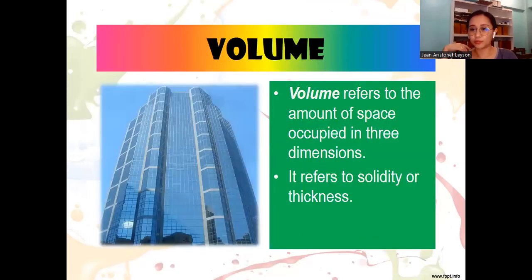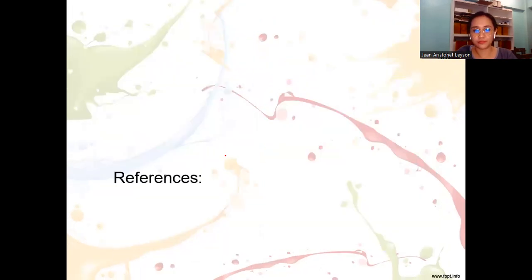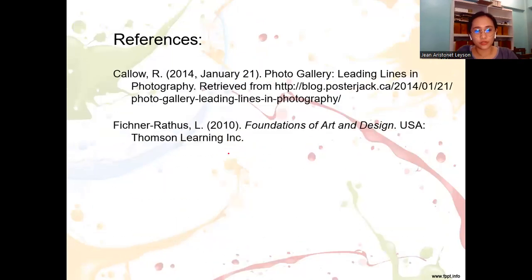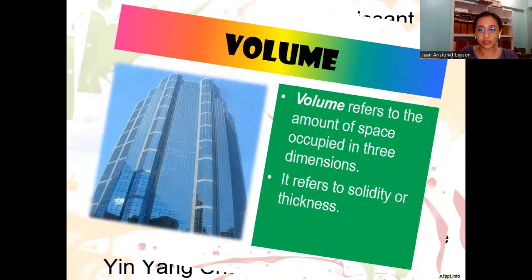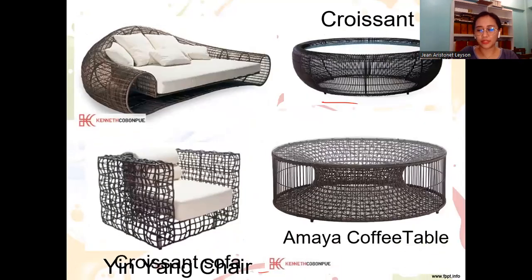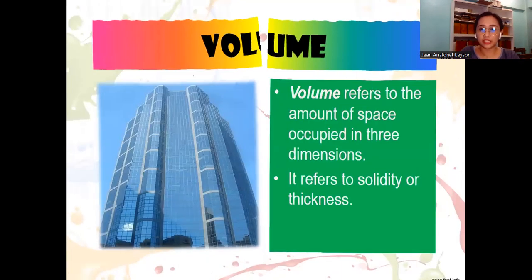Next, we have volume. Volume refers to the amount of space occupied in three dimensions. It refers to solidity or thickness of a certain object or art form. So that's it. Those were the different elements and principles in art.